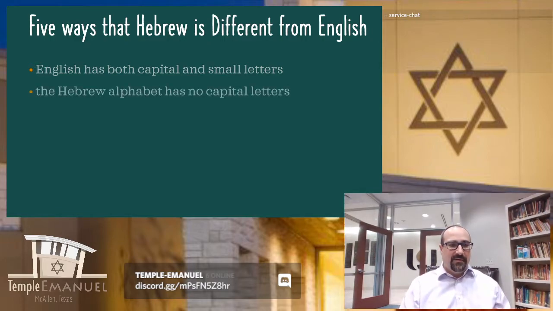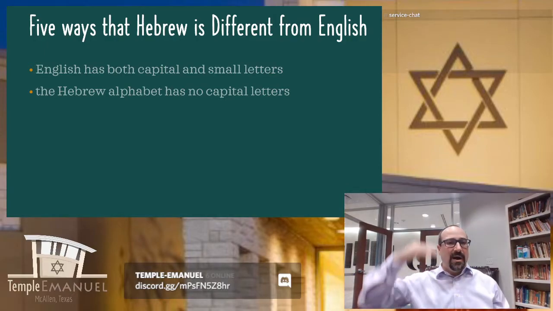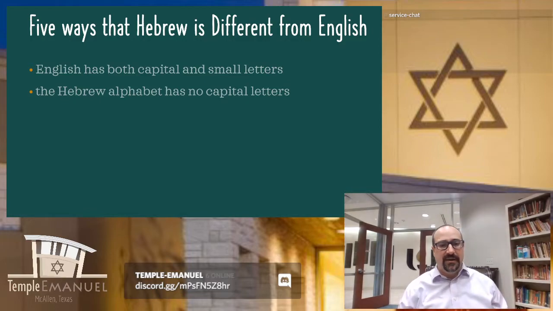In Hebrew, however, the alphabet has no capital letters. There is no uppercase, no second version of any of the Hebrew letters. That means Hebrew is a lot easier than English in this respect as well. Not only are there fewer letters to learn, but also you don't have to learn the letters twice like you do in English. In English, you have to learn every letter twice. You have to learn the capital A and you have to learn the little a. In Hebrew, you just have to learn the aleph once.